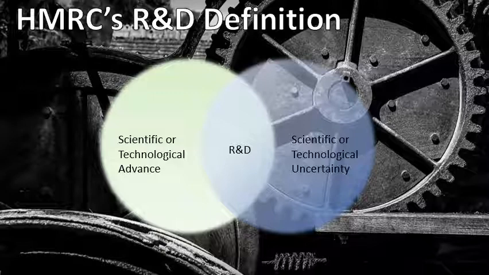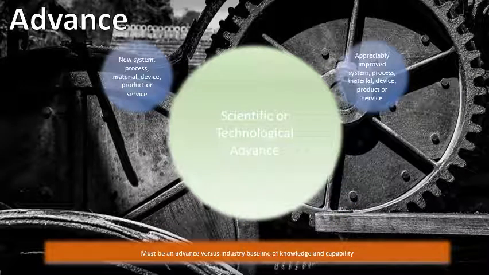An example of a technological advance could be developing or appreciably improving an existing system, process, material, device, product or service. The key point is it needs to involve moving forwards from the existing baseline of science or technology at an industry level. So deploying a known solution or configuring a technology according to known principles would not qualify.